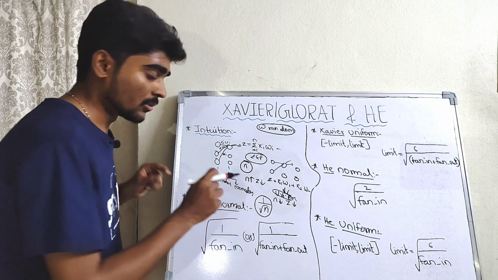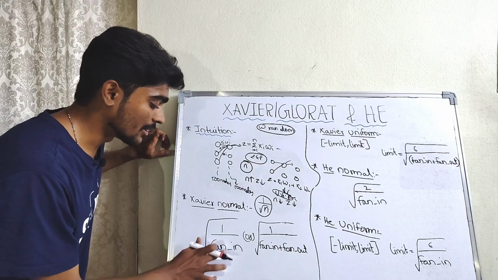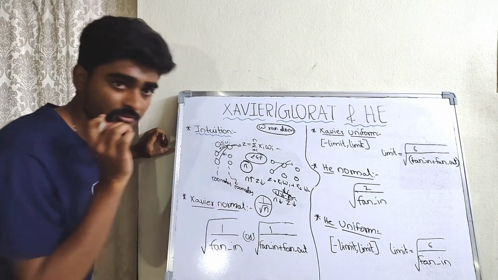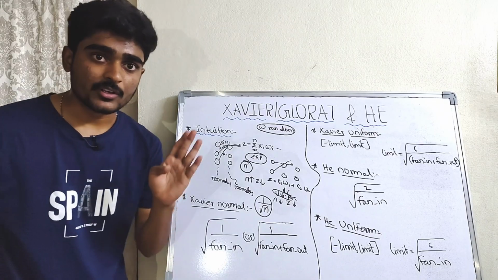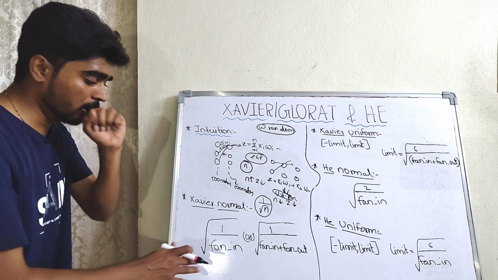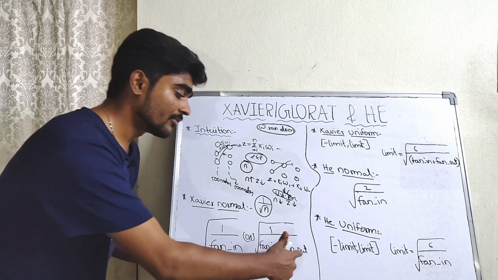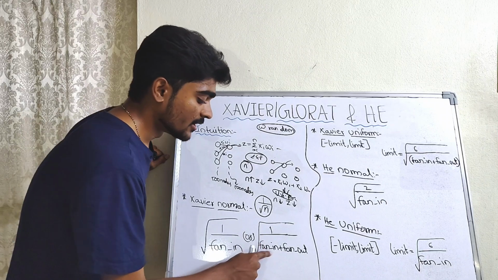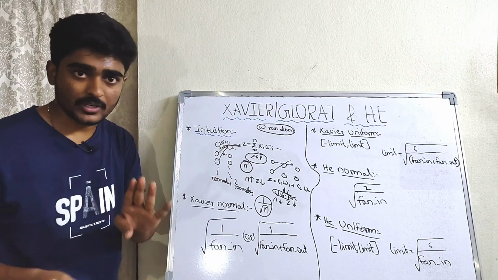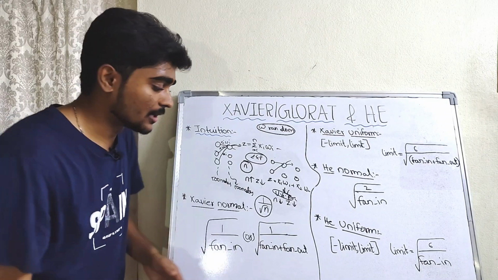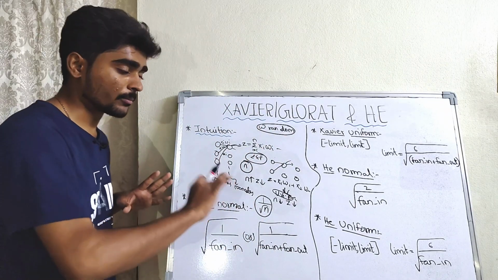Xavier normal is our first weight initialization technique. The formula for Xavier normal is under root 1 by fan in. This fan in is nothing but n, the number of inputs to the node. In some implementations we use this formula, or we can also use under root 1 by fan in plus fan out. Fan out represents the number of outputs of a node. Corresponding to this node, how many outputs I have, that numerical value I need to place over here. This is the Xavier normal initialization technique.